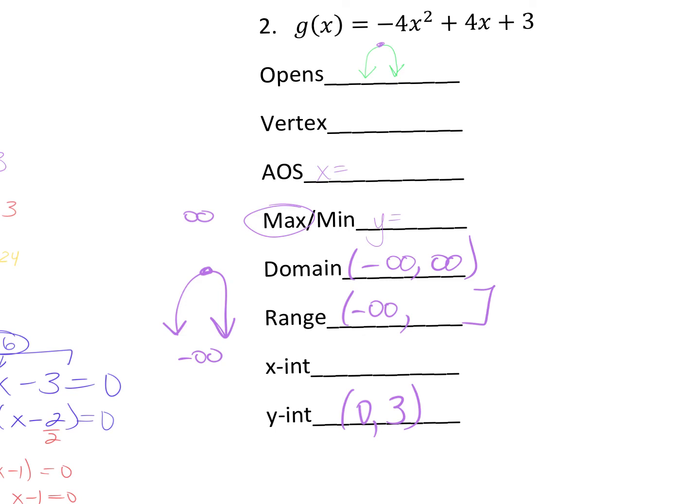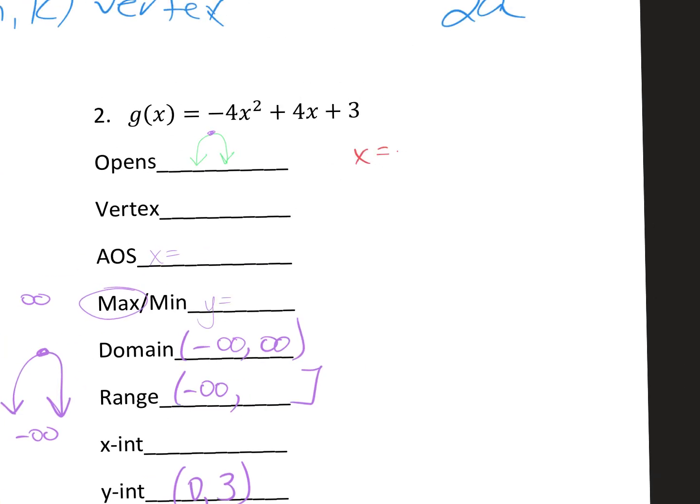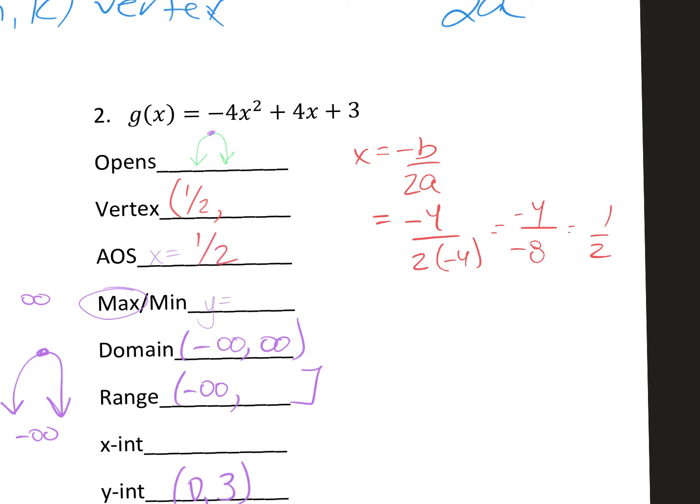So now let's find our vertex. X equals negative b over 2a. What's my b term? So I have negative 4 divided by 2 times negative 4, right? So I have negative 4 over negative 8, which gives me 1/2. You guys are like, oh, fraction again. That's okay. If I know that the x part of my vertex is at 1/2, what's my axis of symmetry? 1/2. Good.